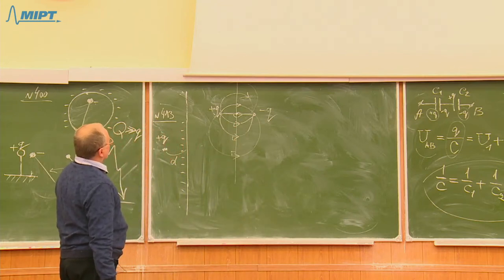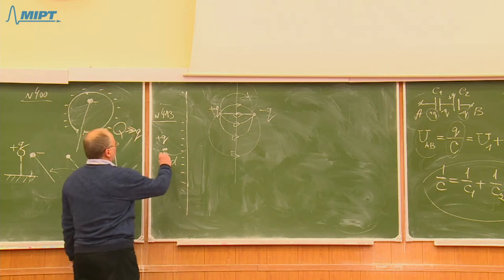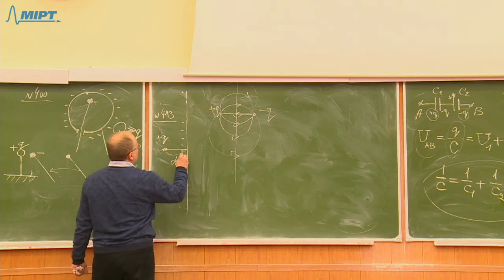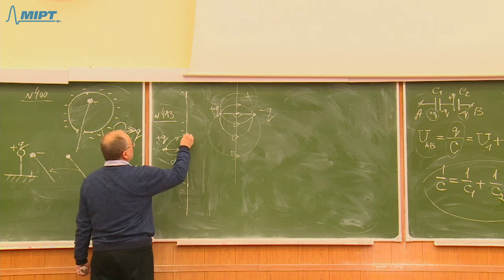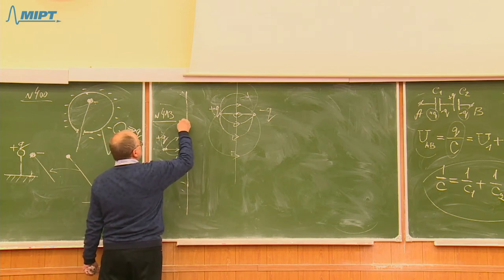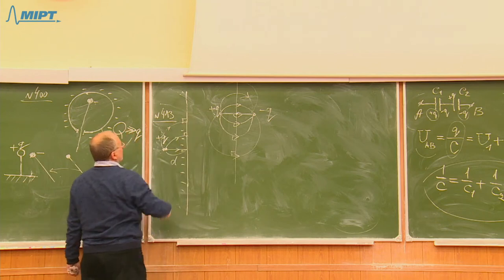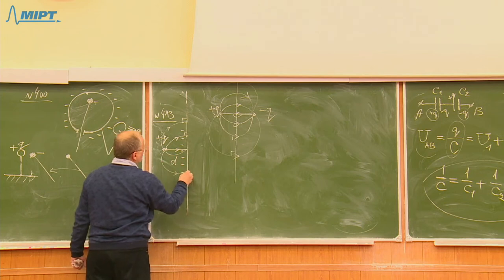And now, return to the original problem. Here also there must be some field lines. And we know that field lines are always perpendicular to the surface of the conductor. So this angle must always be the right angle. The angle between the field lines here and the conductor must be the right angle.